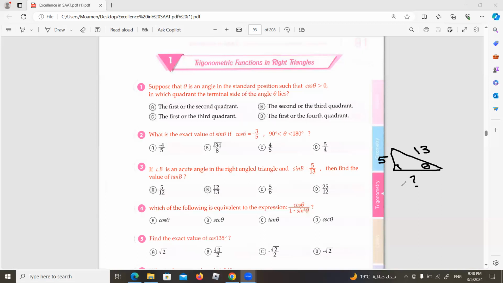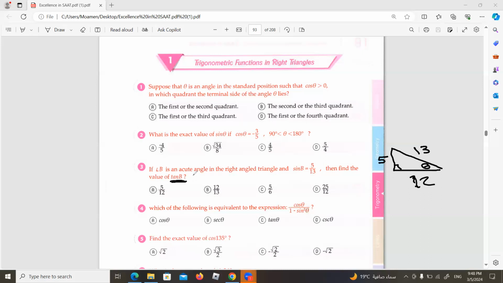Directly, in 1 second. No need to waste your time to make 13 power 2, 169. And then after that, 5 power 2 is equal to 25. And make minus. And then after that, you find the square root of 144. Directly, you have here 12. And then he asked me about what, Mister? He asked me about tan.